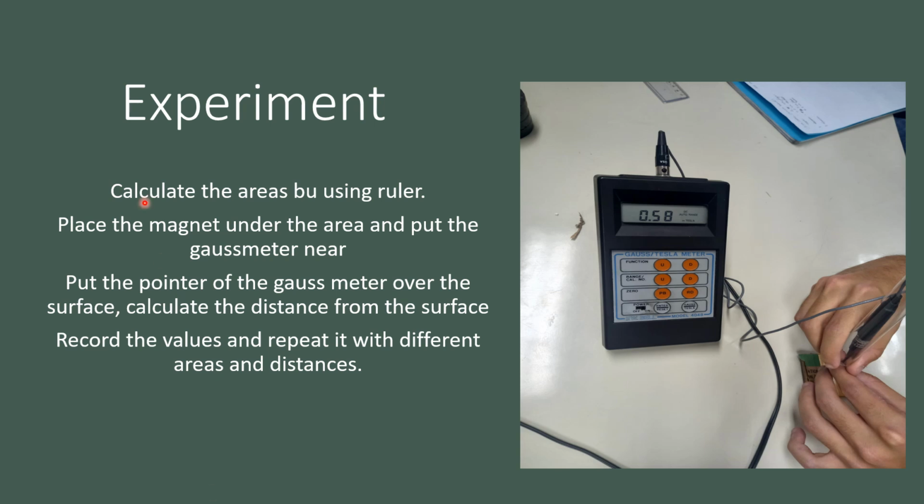This is how I carried out the experiment. I first calculated the areas by using a ruler, and I placed the magnet under the area and put the Gauss meter near, and put the pointer of the Gauss meter over the surface, and I calculated the distance from the surface, and I recorded the values and repeated it with different areas and distances.